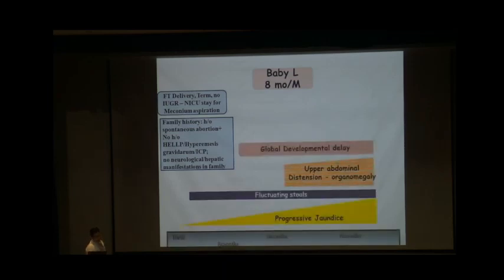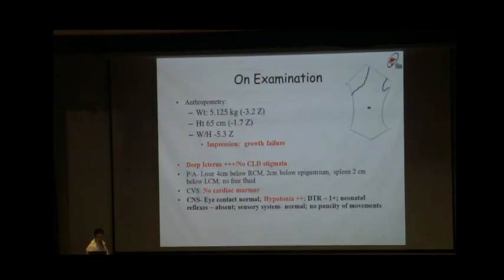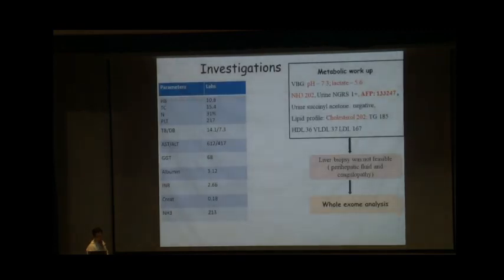This was one case I just wanted to highlight, presented with complaints of jaundice, upper abdominal distension, and global developmental delay starting since early infancy. Had hepatosplenomegaly, deep icterus, had growth failure, had evidence of liver dysfunction in form of jaundice with high INR, had high lactate, ammonia, high AFP. We could not do a liver biopsy because he had ascites and coagulopathy.